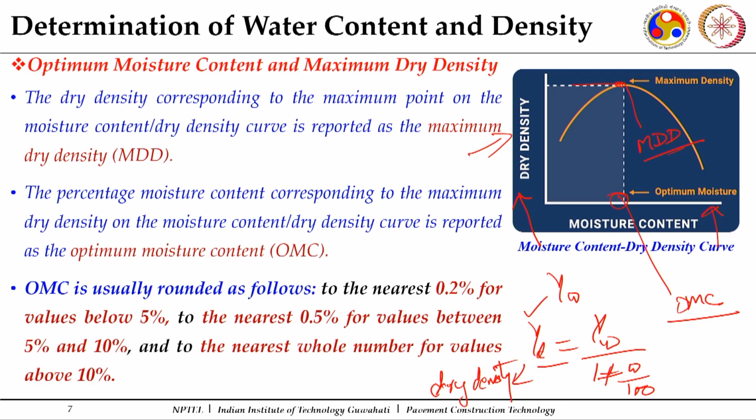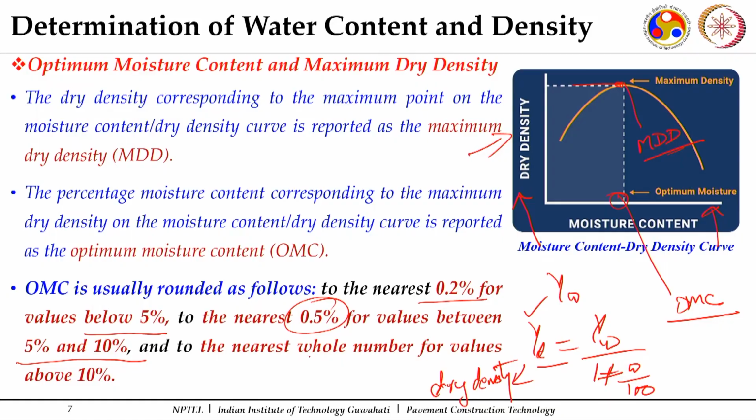So, this is important. Now, while reporting this value, it is always suggested that if your moisture content is less than 5%, you can round off the value to 0.2%, and if your OMC is between 5 and 10%, you can round off to 0.5%. This plays a major role because the amount of soil which is to be compacted is very large in quantity. So, even the decimal places play an important role, and if the water content is above 10%, it can be rounded off to the nearest whole number.